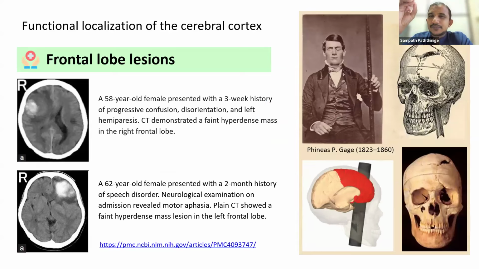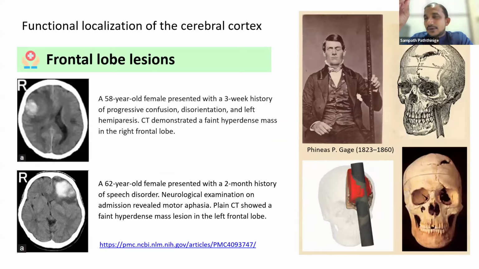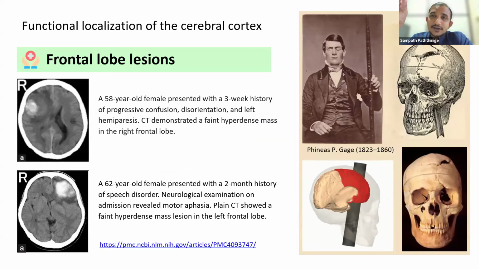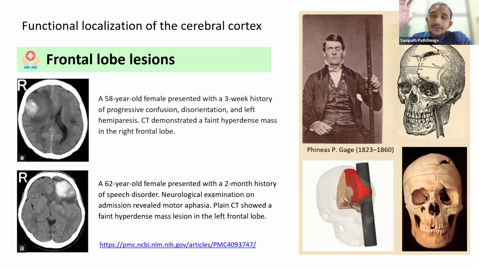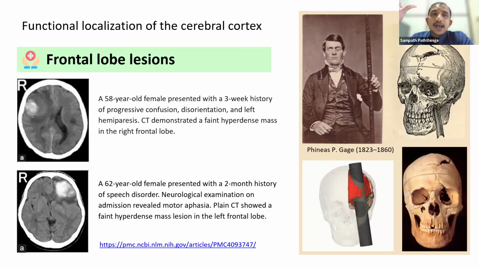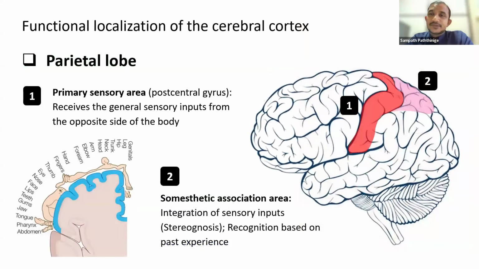So that is a historical case which gives us the knowledge about the effect of the frontal lobe injury on the personality of the person, right? Yeah, so then about the parietal lobe, the areas would be the primary sensory area and the somatic association area. The association area takes up all the different sensory inputs and has kind of an integrative function.